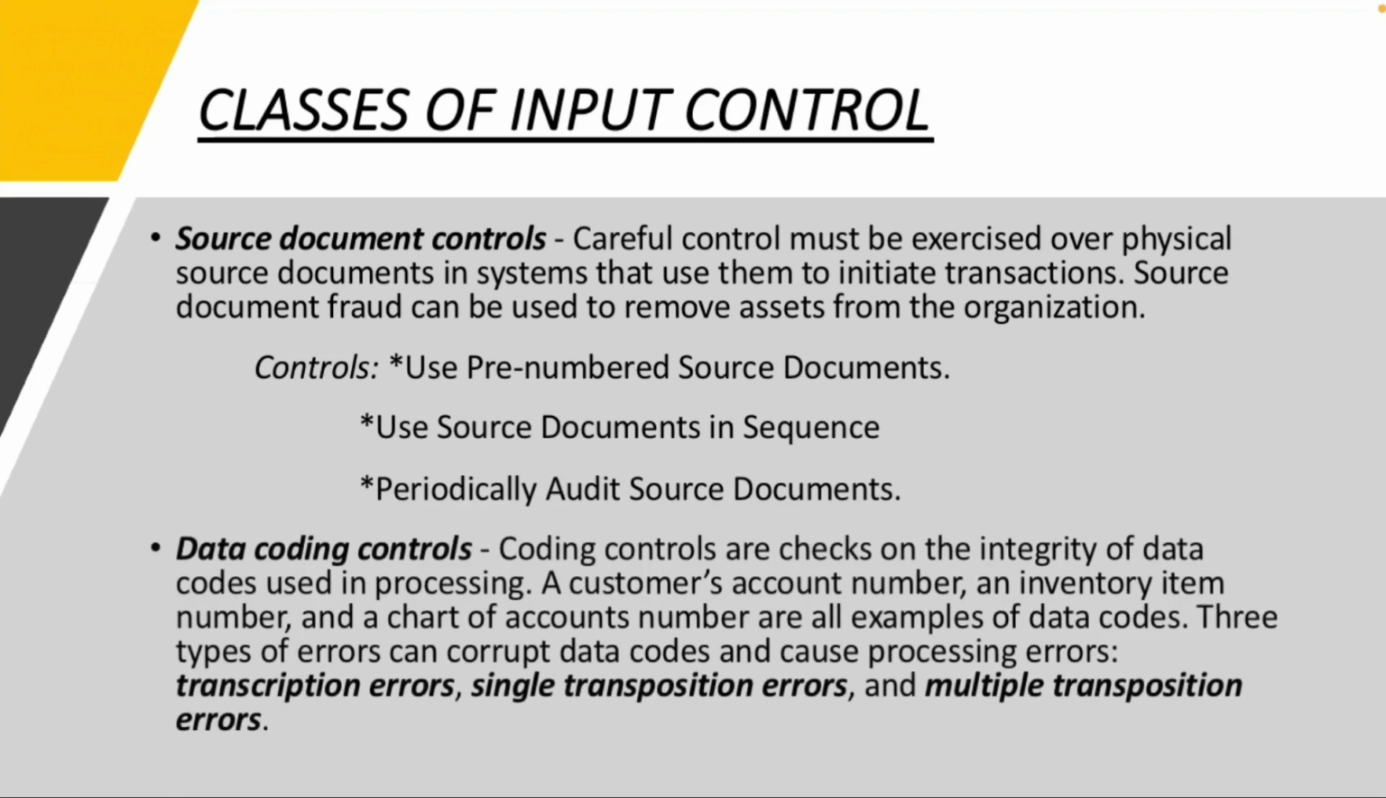Now, data coding controls are checks on the integrity of data codes used in processing. A customer's account number, an inventory item number, and a chart of accounts number are all examples of data codes. There are three types of errors that can corrupt data codes and cause processing errors. We have transcription errors, single transposition errors, and multiple transposition errors.